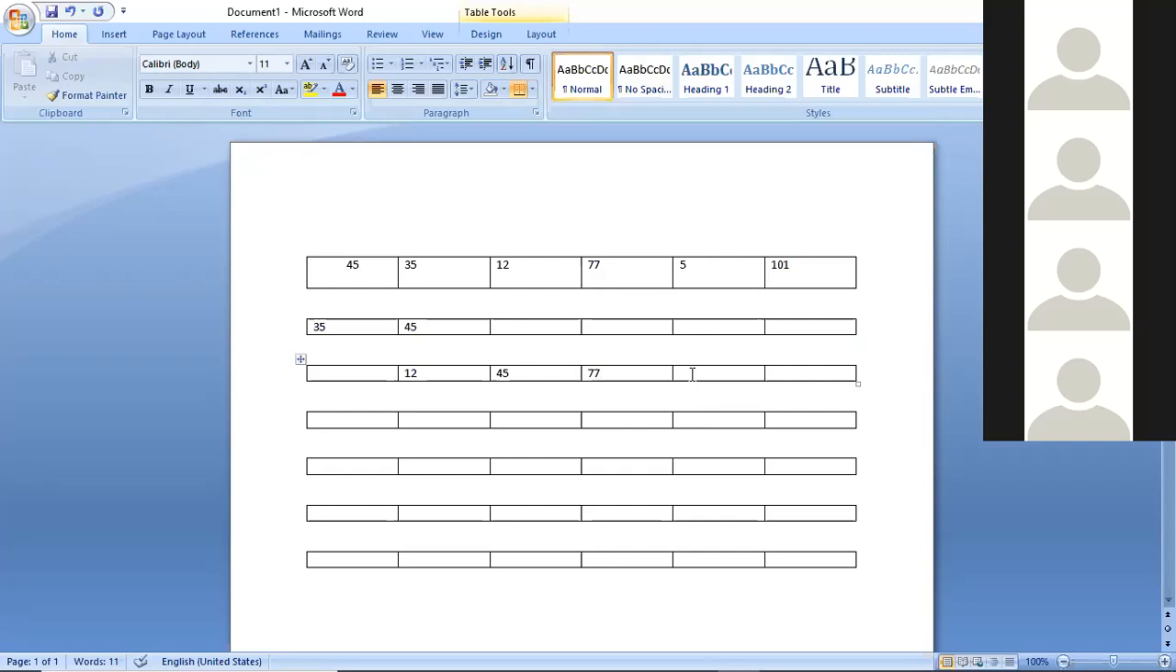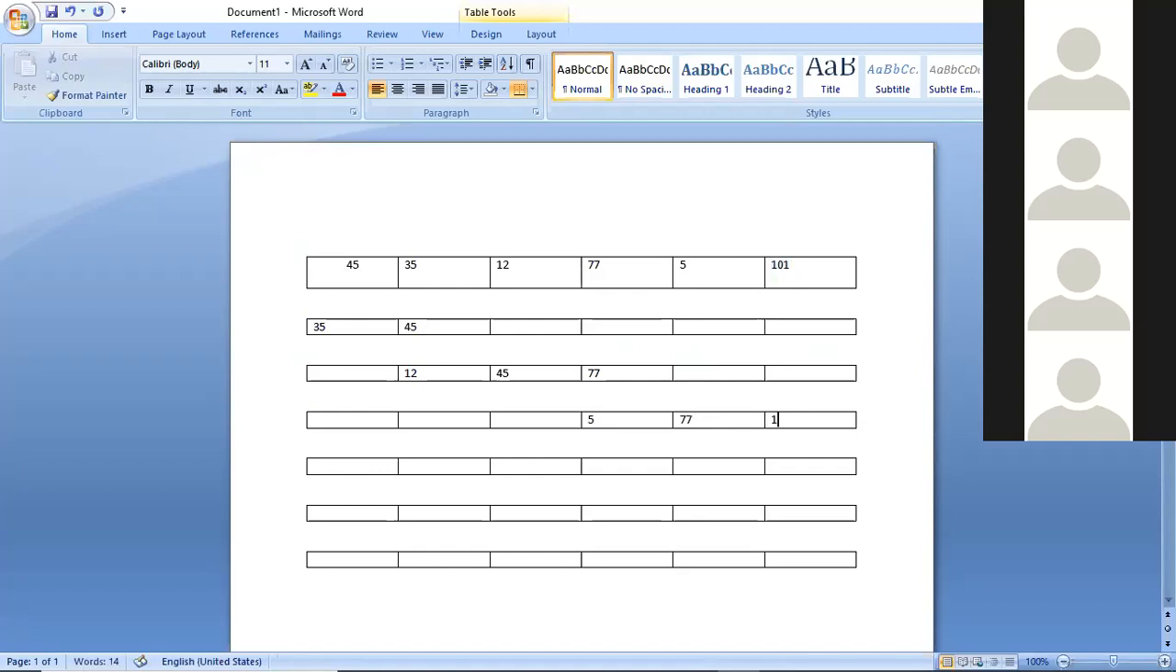Which one is bigger? 77 is bigger or 5 is bigger? Swapping, okay, good then. So 5 comes here and 77 comes here. Already this particular element is sorted.